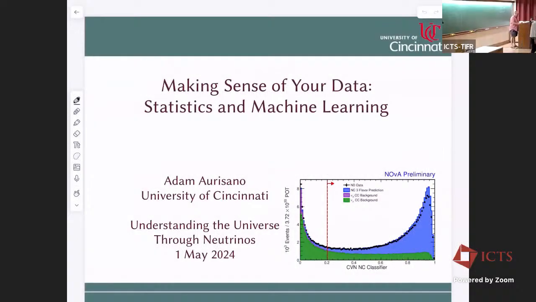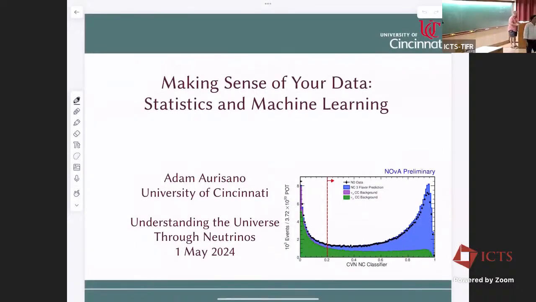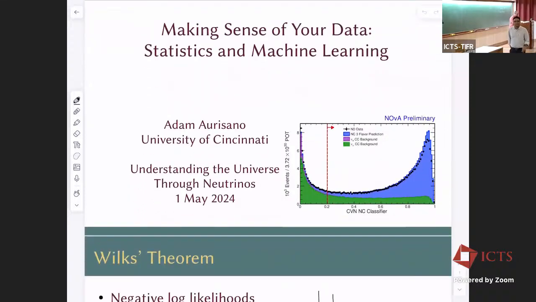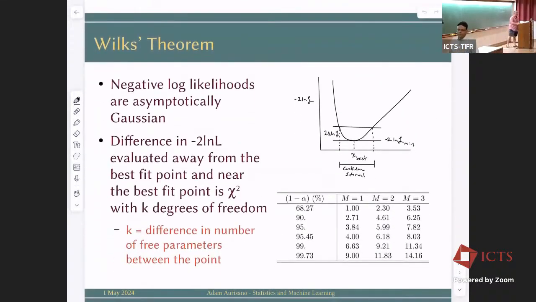So I'm going to get started on the last of the statistics and machine learning lectures. Yesterday we had spoken about the Neyman construction for making confidence intervals, and that is a somewhat involved technique. One thing that you can do instead, though, is use Wilks' theorem.